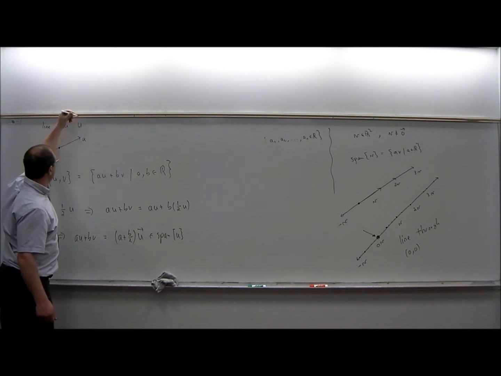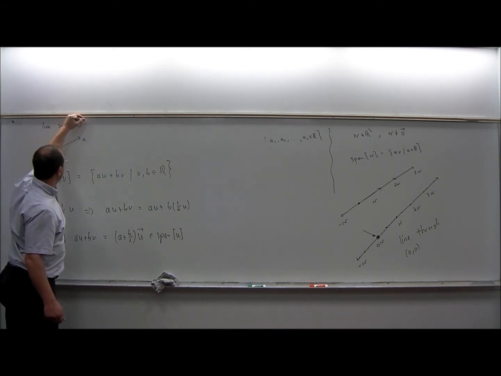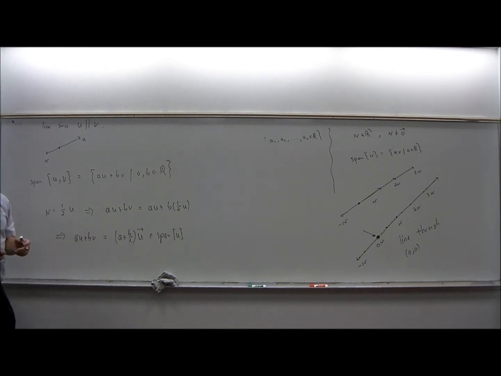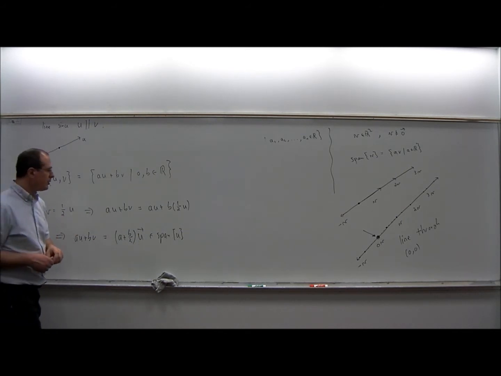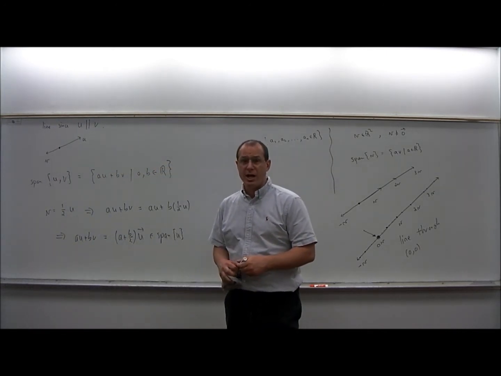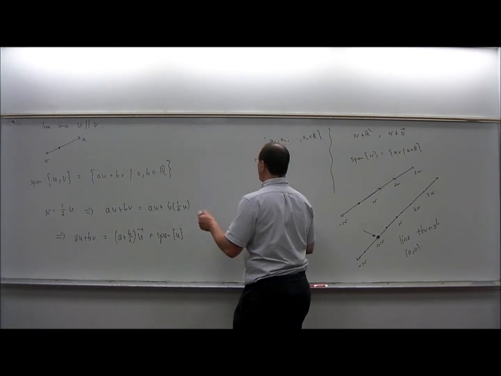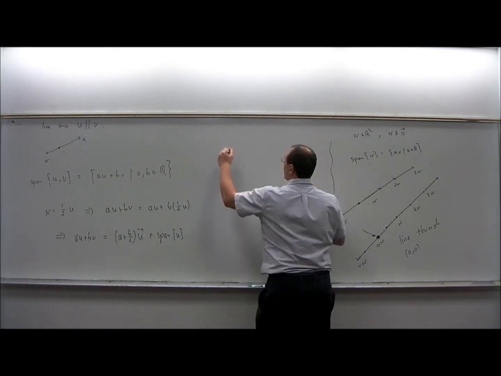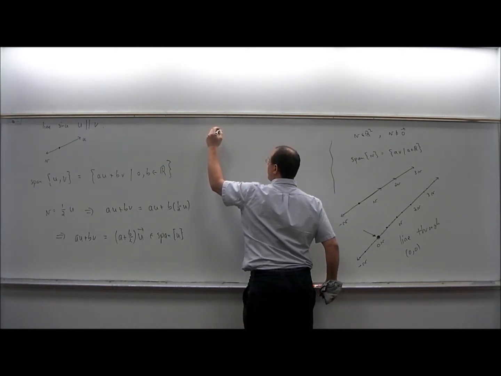So the span of these 2 vectors is a line, since u and v are parallel. They're parallel vectors. So if you have parallel vectors like this, then the span of the 2 of them is just the span of either one of them. So to make things more interesting, let's take 2 vectors u and v which are not parallel to one another.